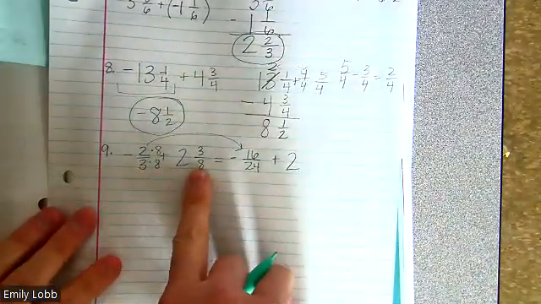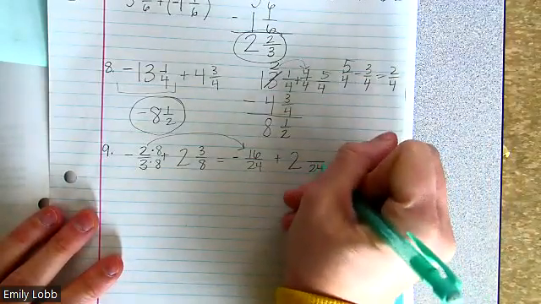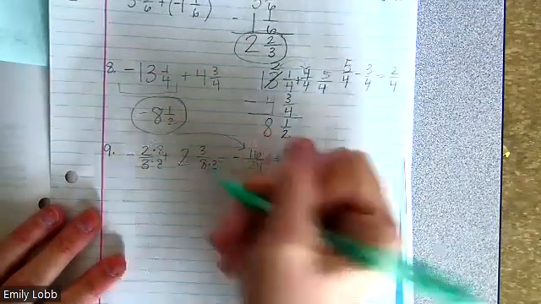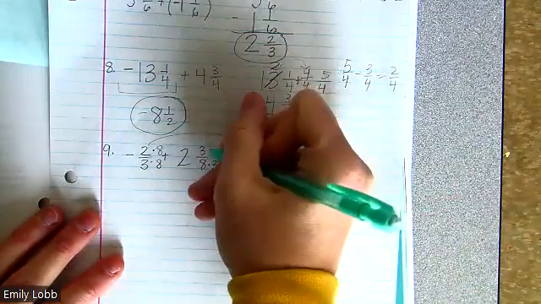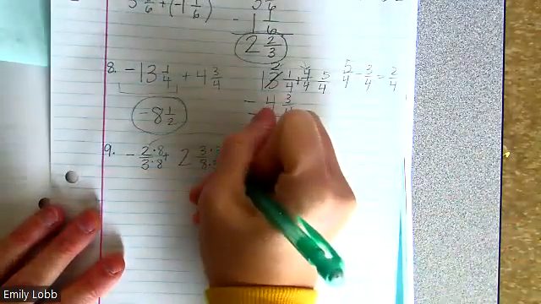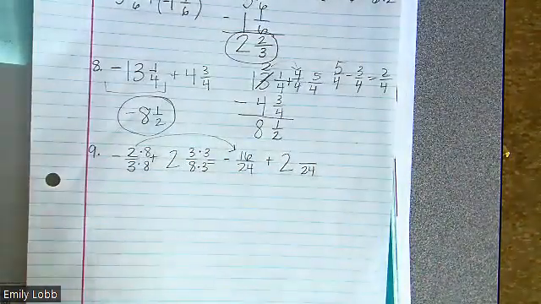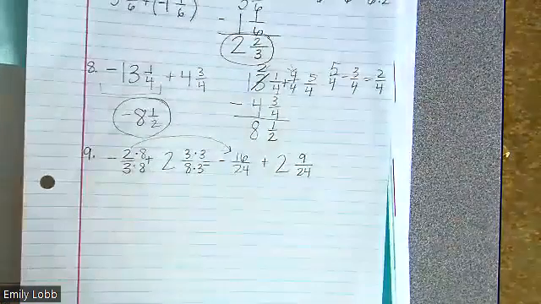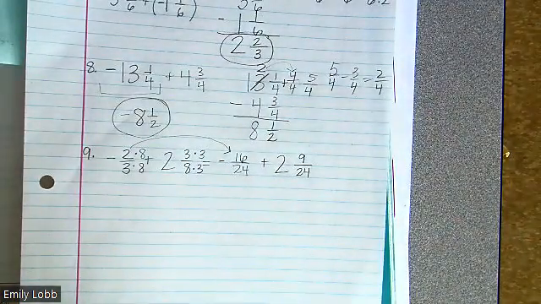So how do I get my 8 to be 24? What do I have to multiply it by? By 3. So if I multiply my 8 by 3, I have to multiply my 3 by 3. Good. Whatever I do to the bottom, I have to do to the top. So what's 3 times 3? 9. All right. Now I have like fractions, so I can try and deal.